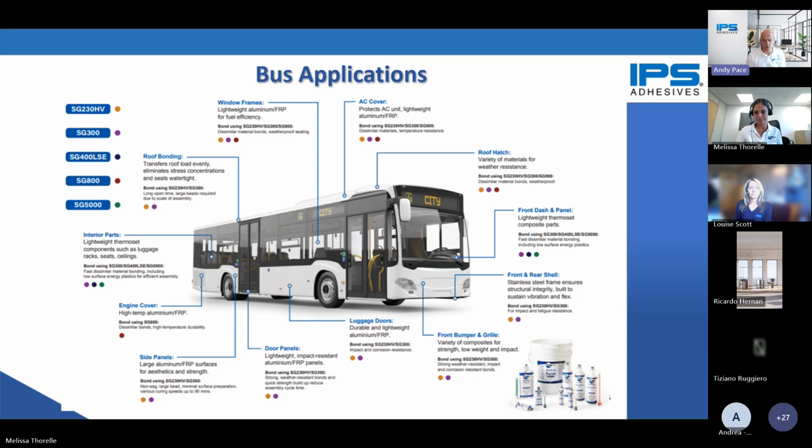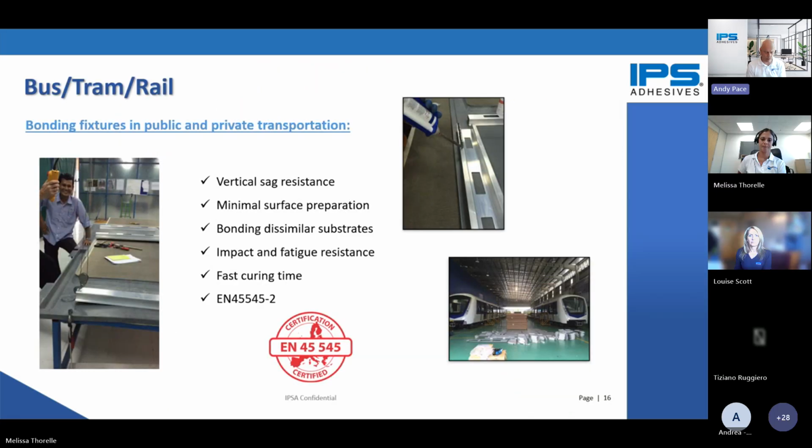If you move on to the bus application, you'll see again, very similar to the rail: body panels, interior parts, window frames, and the list goes on. For us, we live heavily in these markets. We're very successful in these markets, and we like to develop products to really allow the bus makers and the train makers to take weight out of the substrates that they're bonding.